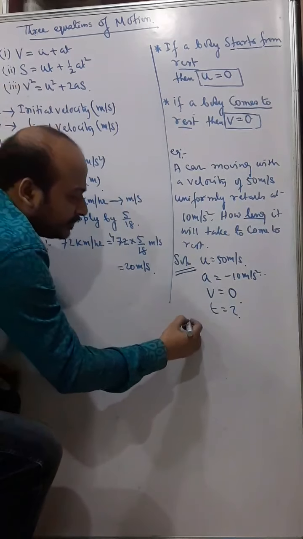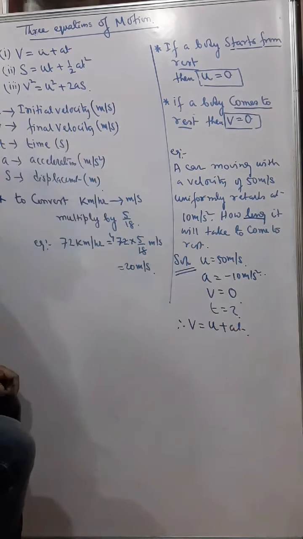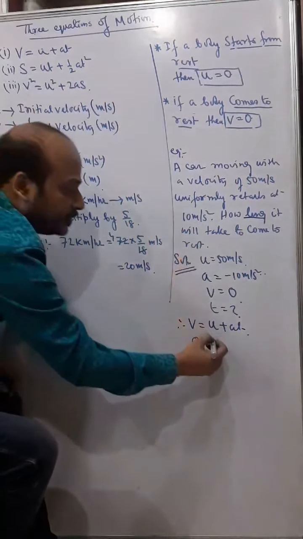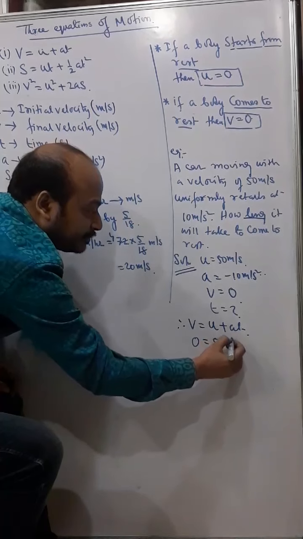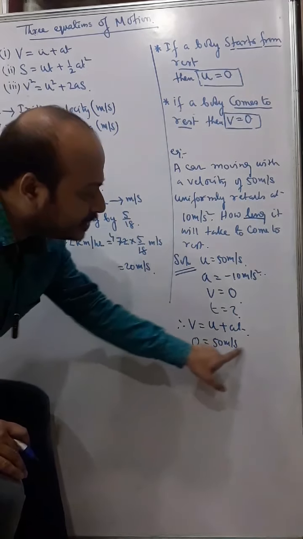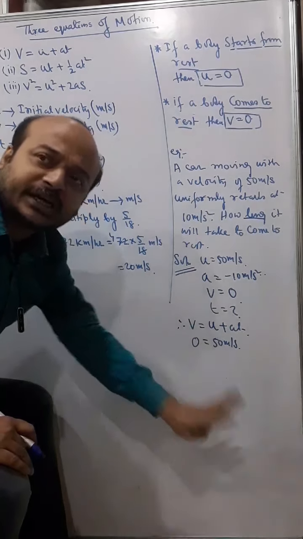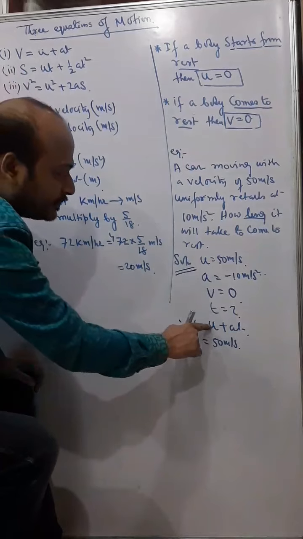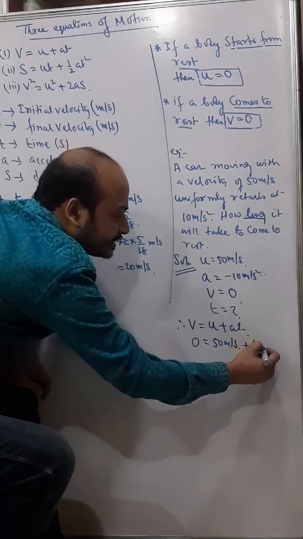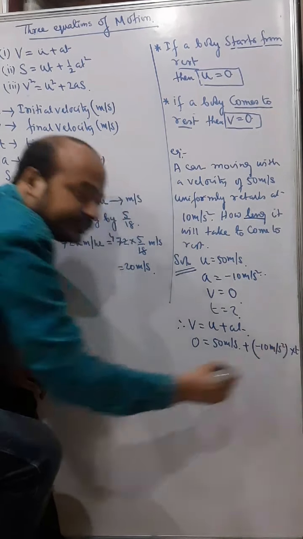Now I will put the values in v equals u plus at, same equation. In case of v I will put 0. In place of u I will put 50 meter per second. After plotting, in the first line you put the unit, and after that you have no need of putting the unit; at last you can put the unit. So u is equal to 50 meter per second. Now a, in bracket I will write minus 10 meter per second square, and into t.